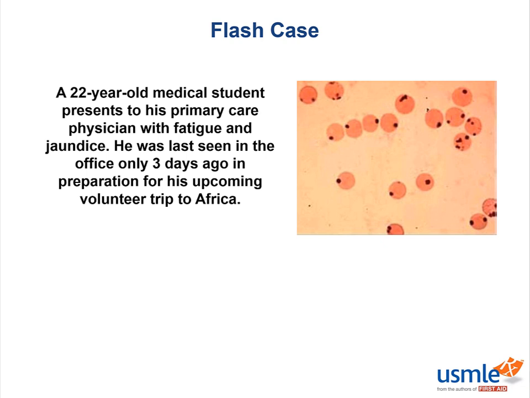But what is stressing out a 22-year-old medical student? Well, besides medical school. He's planning a volunteer trip to Africa, and a few days ago, he may have been prescribed an antimalarial, like chloroquine. If he is deficient in glucose 6-phosphate dehydrogenase, then he doesn't have enough NADPH to defend against oxidizing agents.